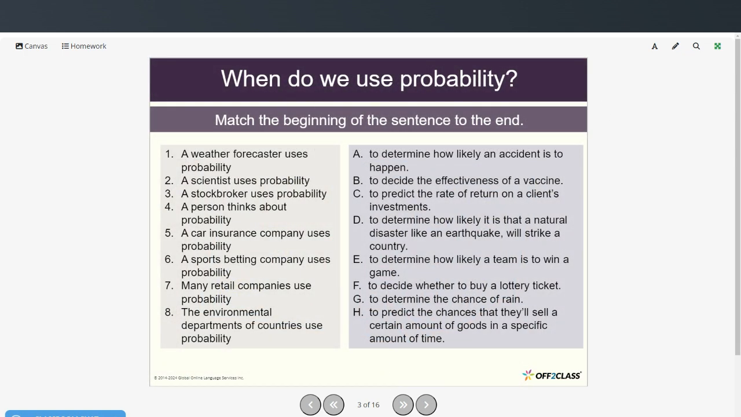So here, see if you can match the beginning of each sentence to the sentence endings. You can pause the video, try that on your own, and then restart when you're ready to check your answers.